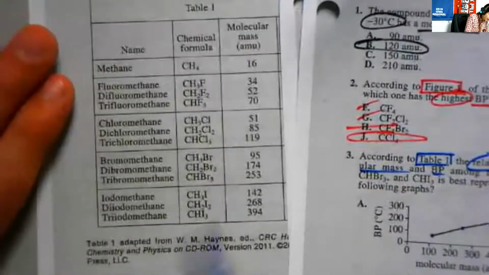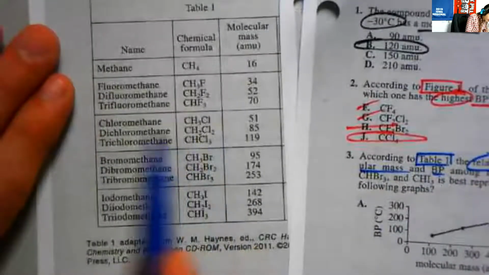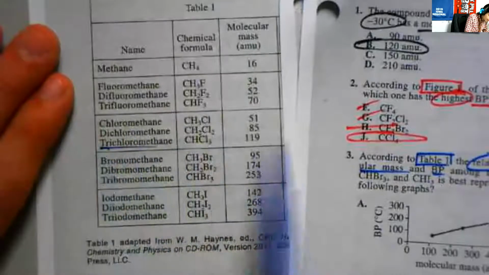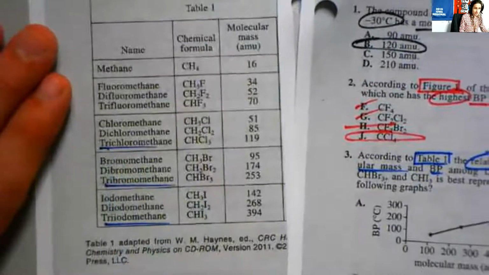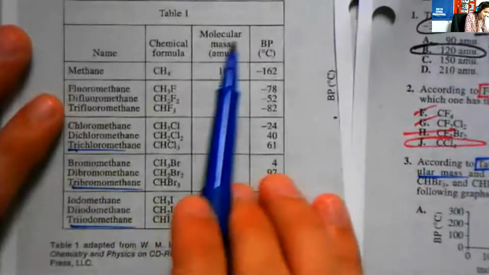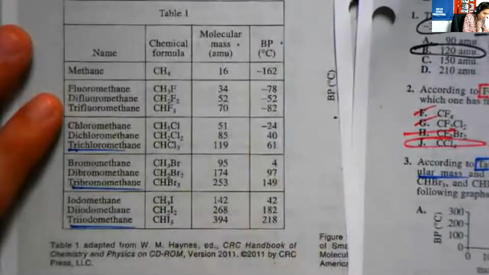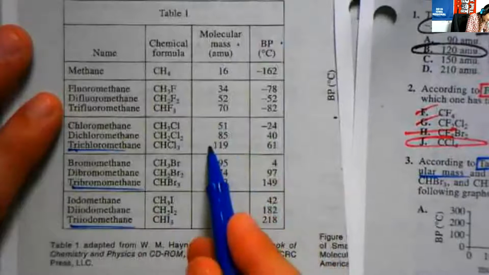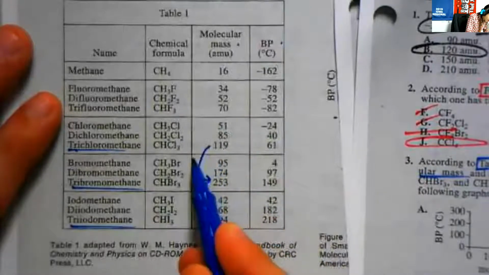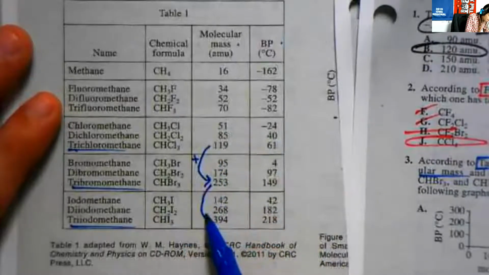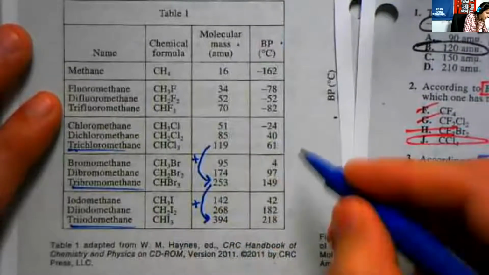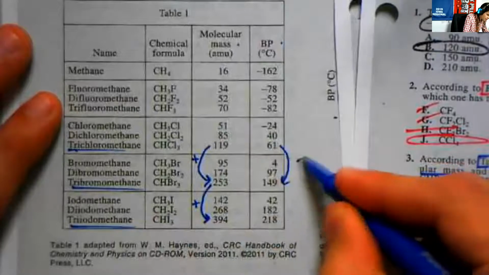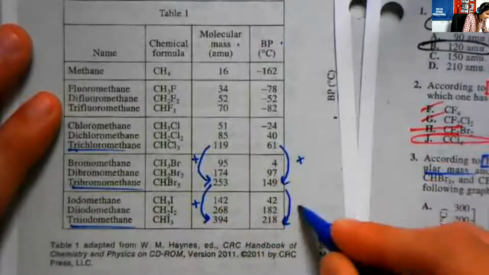So here we have CHCl3, CHBr3, and CHI3. Okay. And what's the relationship we see there between molecular mass and boiling point? Well, look what happens. As molecular mass goes up, let's see what boiling point does. Boiling point seems to go up as well.